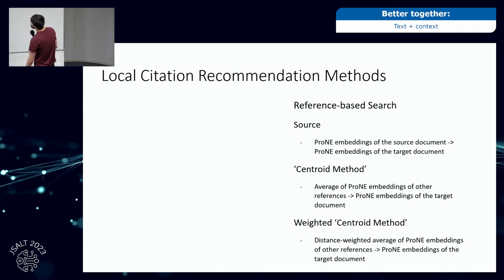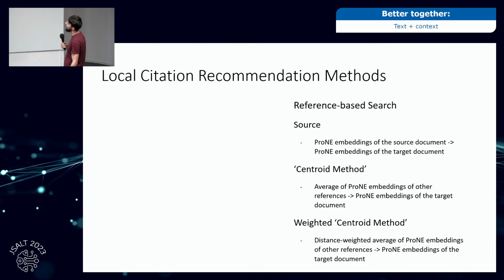And then for reference-based search, we're using prone embeddings, but we use three methods. So we use the source, which is just to take the prone embedding of the source document directly, again, not using any text. The centroid method, which is, again, similar to what Rodolfo introduced, where we take the average of the prone embeddings of all the other references in the document.